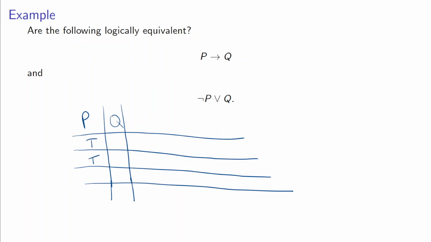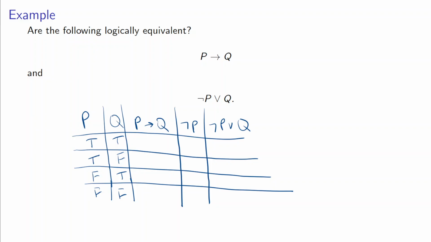Okay, so we'll do our true, true, false, false, and then true, false, true, false. And then we can have our if P then Q. And then we're going to want not P. And then we can have our not P or Q. So if P then Q, again, is only false when P is true and Q is false, which is here. Otherwise, it is true.